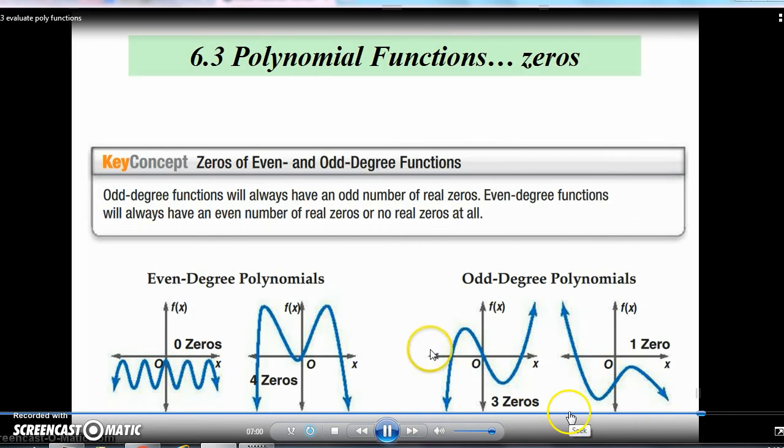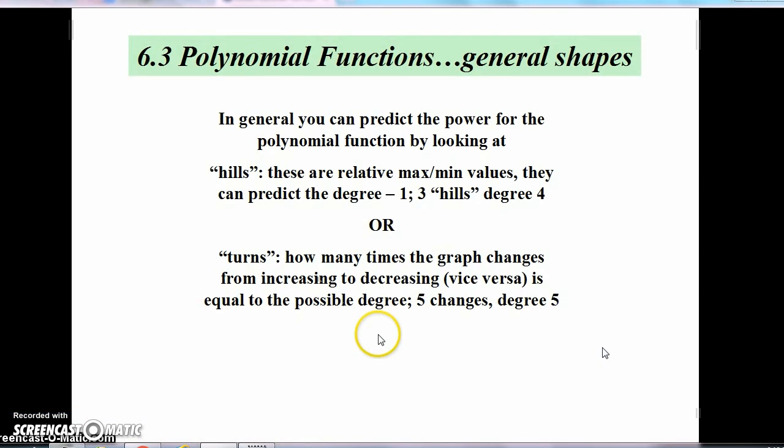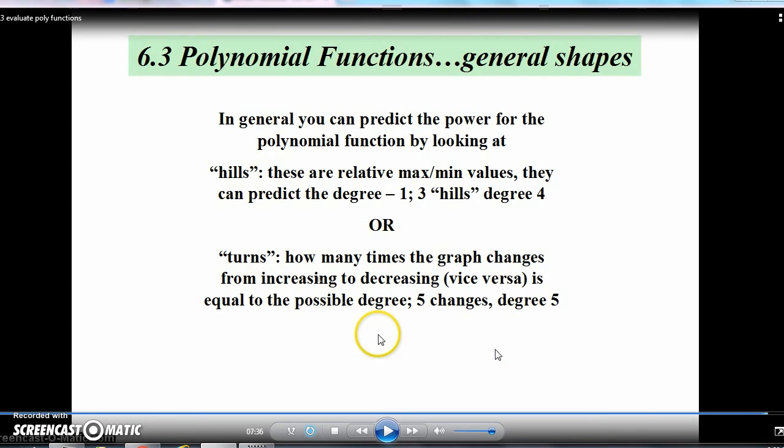Let's play this. And then remember when we talked about whether you're a turn person or a hill person? I think we discussed that. That can help you decide what degree you've got. You can predict the power of the polynomial function by looking at the hills: count the peaks or valleys of your polynomial and then add one, and that will give you your degree. If you're a turn person, you can count the lines, where it's increasing and decreasing, those turns, that is exactly your degree. And as we go over this together, it'll be a little bit easier to discuss.